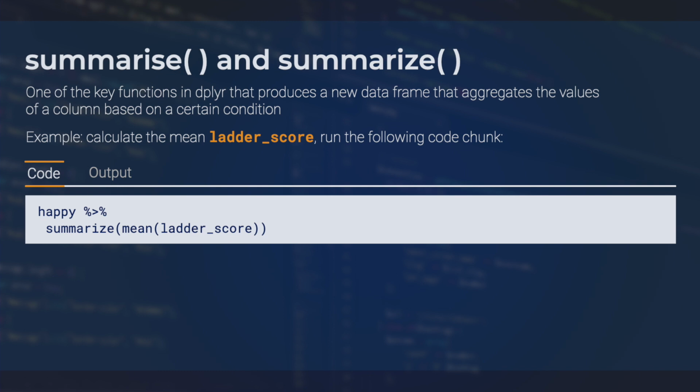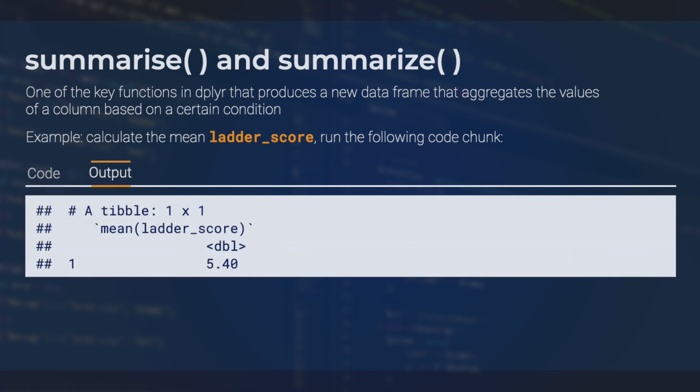Let's run this to see what we get. We see that the mean happiness of the countries in our data frame is 5.40. So we can see how summarize can be applied to obtain useful summary statistics. That's largely it for summarize. As we can see, it's quite a simple function.